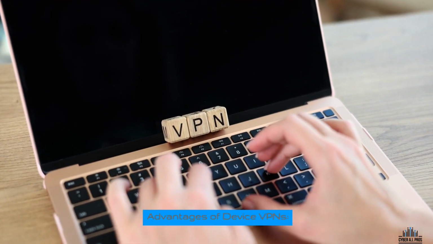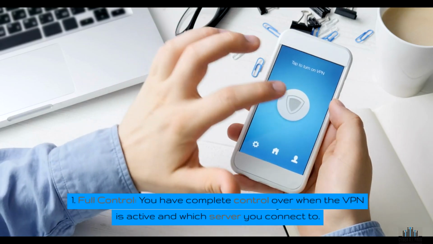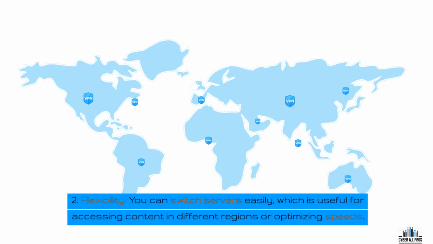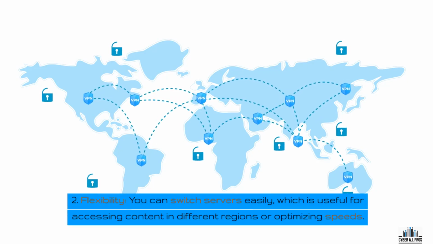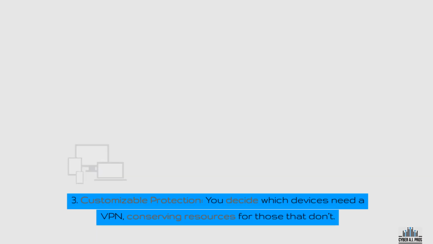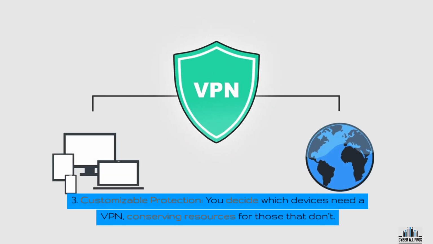Advantages of device VPNs. 1. Full control. You have complete control over when the VPN is active and which server you connect to. 2. Flexibility. You can switch servers easily, which is useful for accessing content in different regions or optimizing speeds. 3. Customizable protection. You decide which devices need a VPN, conserving resources for those that don't.